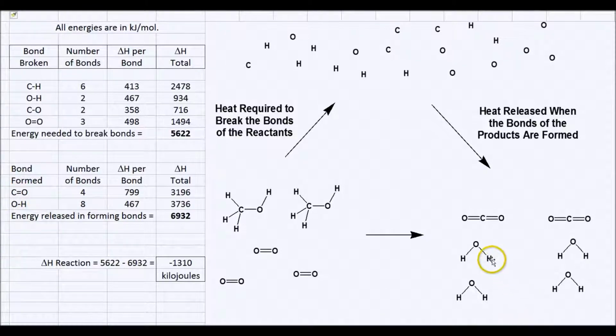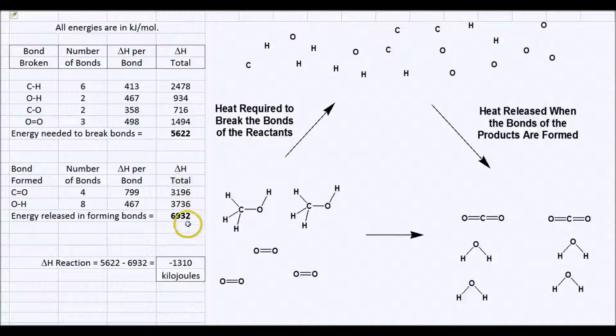We're forming 4 carbon-oxygen double bonds, which are 799, almost 800. That's 3196 kilojoules for those 4 moles of bonds. And for the OH bonds, as single bonds go, it's a fairly strong single bond, 467 times 8. So we add it together and we get 6932. So it requires 5622 to break the bonds, but you get back 6932.